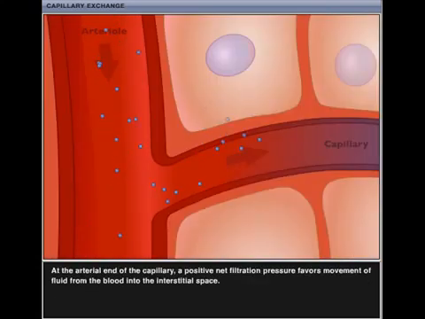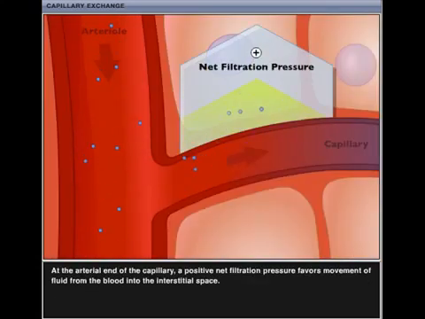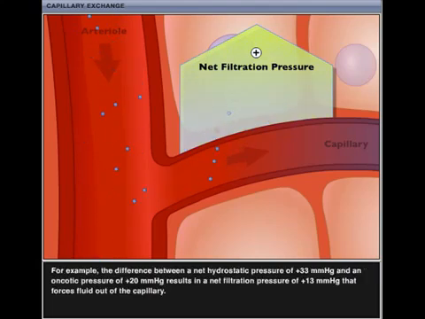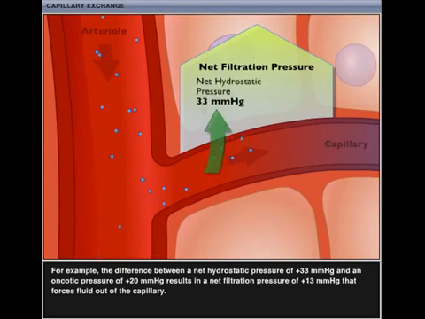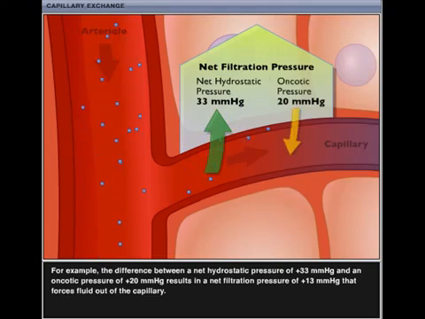At the arterial end of the capillary, a positive net filtration pressure favors movement of fluid from the blood into the interstitial space. For example, the difference between a net hydrostatic pressure of 33 mm mercury and an oncotic pressure of 20 mm mercury results in a net filtration pressure of 13 mm mercury that forces fluid out of the capillary.